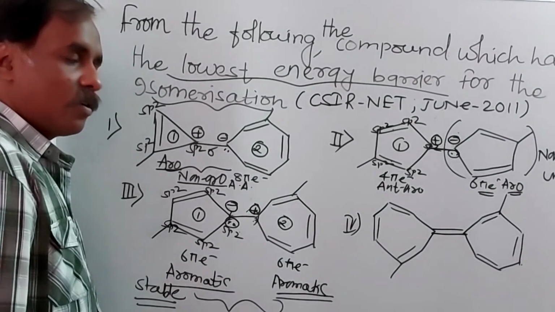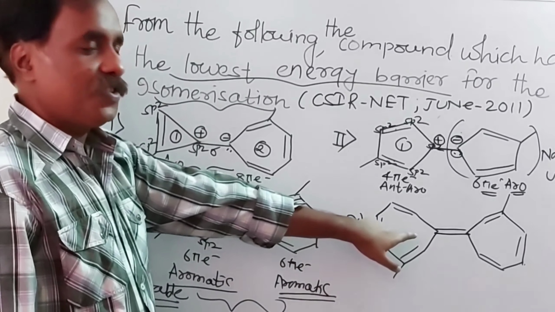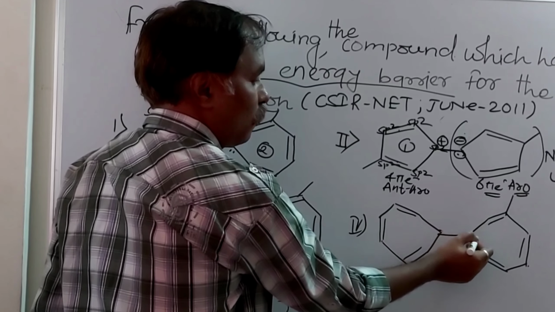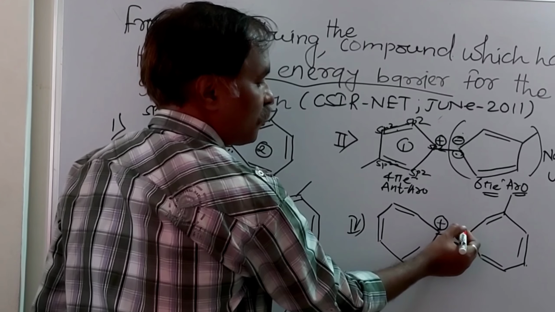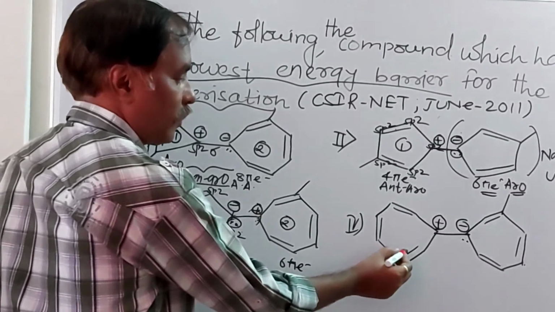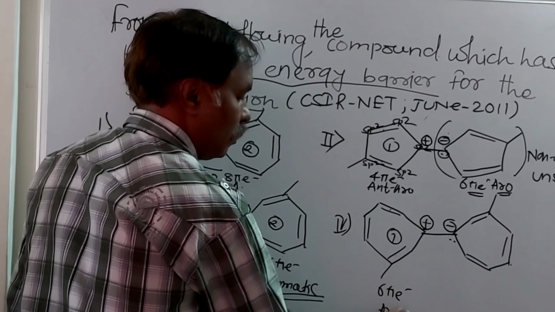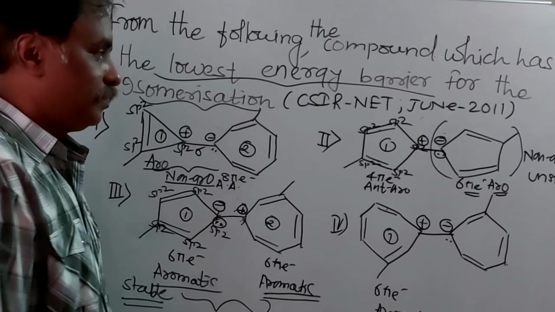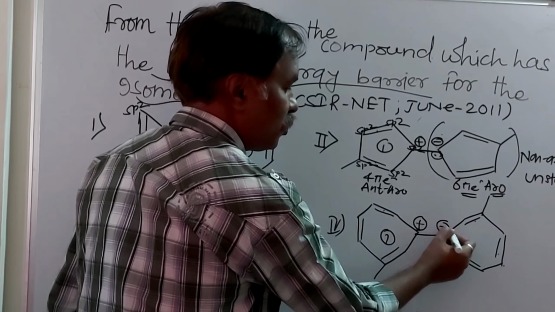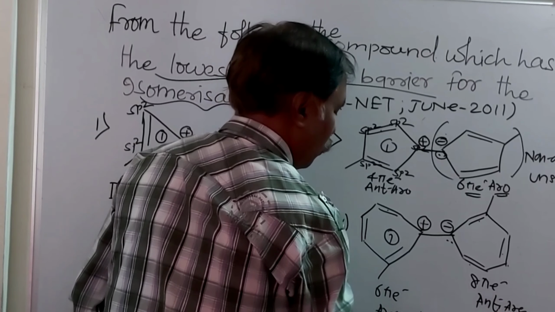Number 4, this is symmetrical. This is a derivative of heptafulvalene. Symmetrical, suppose breaking the pi bond and shifting of electrons like this, this carbon will acquire a positive charge and this carbon will acquire a negative charge. Take ring number 1. How many Huckel's electrons are there? 2, 4, 2, 6 pi electrons, and ring number 1 is aromatic. Now the total number of Huckel's electrons in ring number 2: 2 plus 2, 4 plus 2, 6 plus 2, 8 pi electrons, and it is anti-aromatic. And the overall compound is non-aromatic.